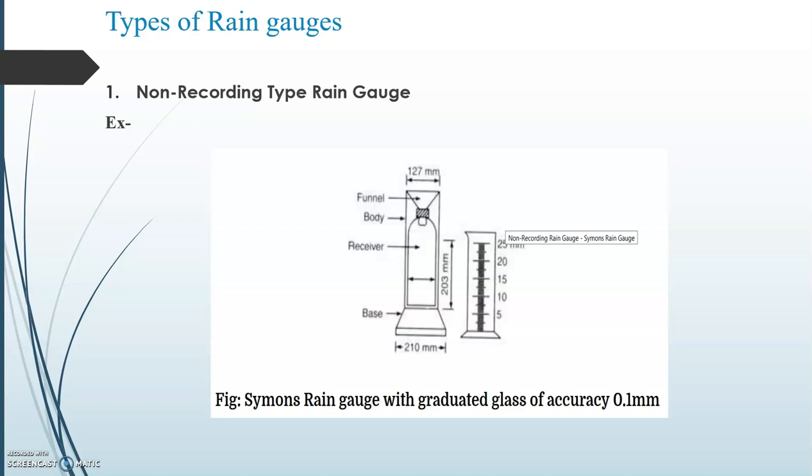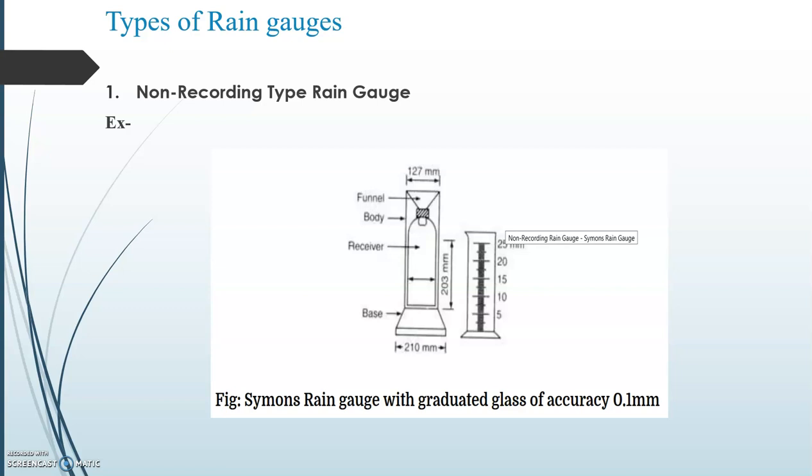So what is the basic difference between recording and non-recording? From the word itself we can make a judgment: non-recording is something that does not record, and recording is an instrument which records. In case of non-recording we have to measure manually, and that's why it is called non-recording. Whereas in case of recording it plots a graph and gives the intensity automatically, it records something, so that's why it is called recording.